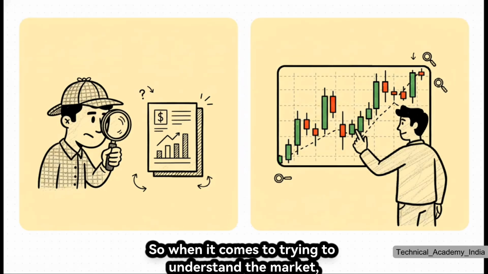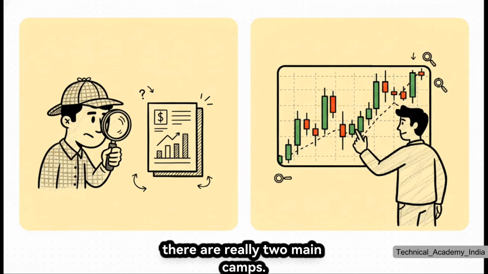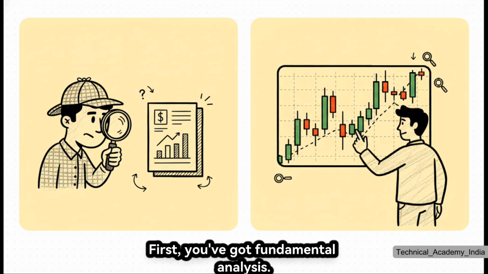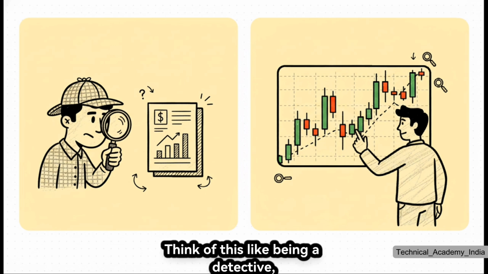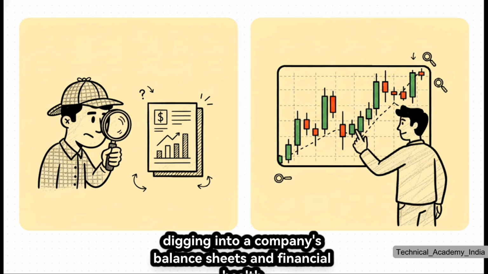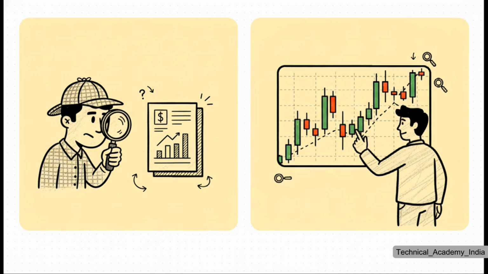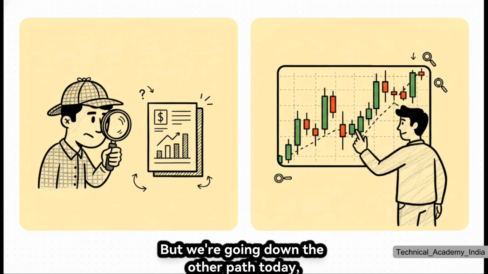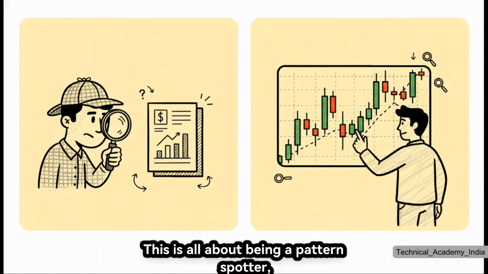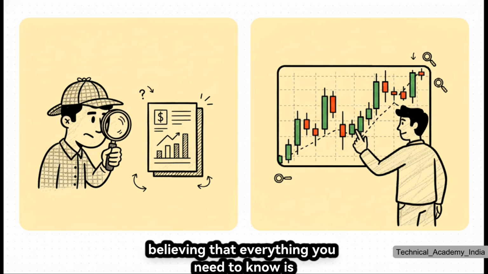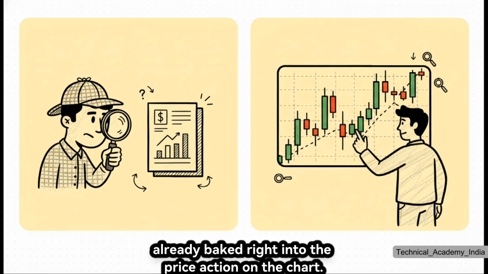So, when it comes to trying to understand the market, there are really two main camps. First, you've got fundamental analysis. Think of this like being a detective, digging into a company's balance sheets and financial health. But we're going down the other path today, technical analysis. This is all about being a pattern spotter, believing that everything you need to know is already baked right into the price action on the chart.